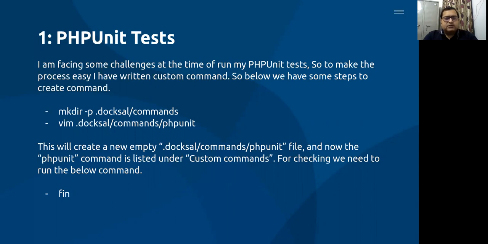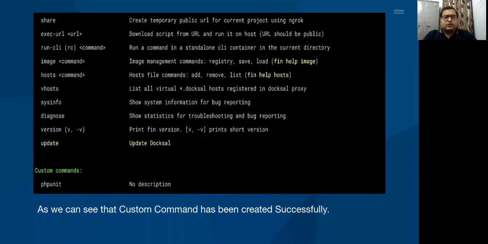Now, as we discussed, run the fin command. For your better understanding, I have attached one screenshot here. I will show you. So this is the screenshot. This is the information that comes after you run the fin command. At the bottom of this screenshot, there is a custom command section. Inside, we can see that there is a phpunit file name. So as we understand, my custom command is listed successfully. So this is how we can create the custom command.